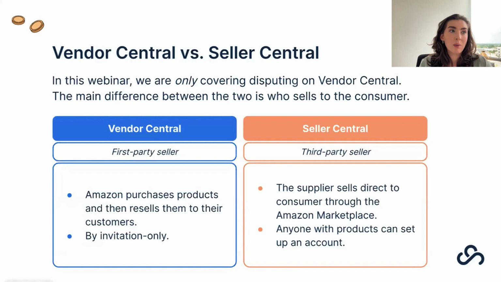Whereas Vendor Central, where we are focusing most of our attention today, is a first-party seller. Amazon is actually going to purchase the products from the supplier and then resell them to their customers. And this is by invitation only. So you're usually going to be pretty established by the time you're invited to Vendor Central, and that's going to be your bigger suppliers too. Think of your Clorox, your Quaker Foods, your Bounty wipes, that would be more on the Vendor Central side.